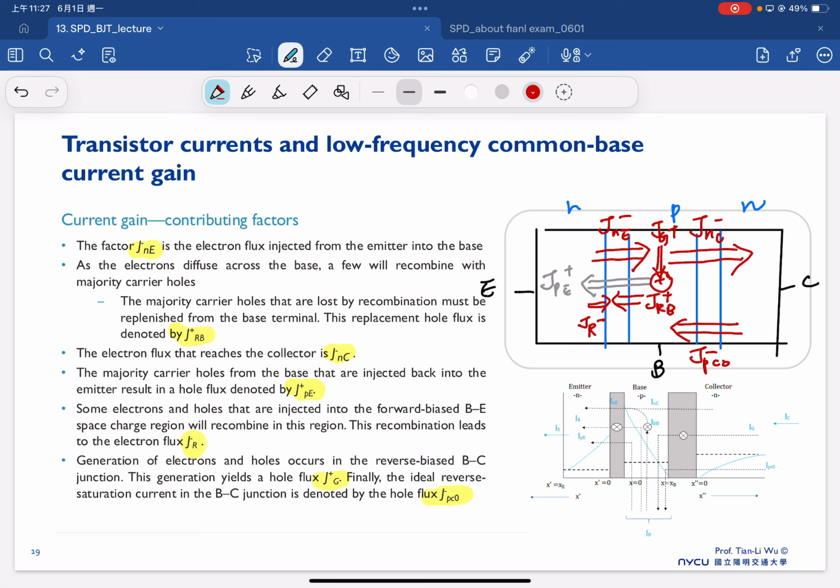So these are the overall current contributing factors that we consider: we have the forward bias between the emitter and base, and then reverse bias between the base and the collector.